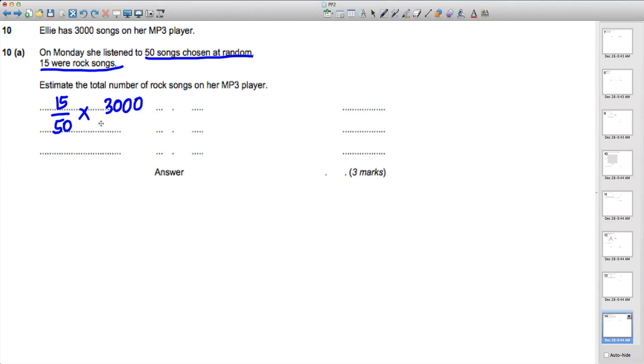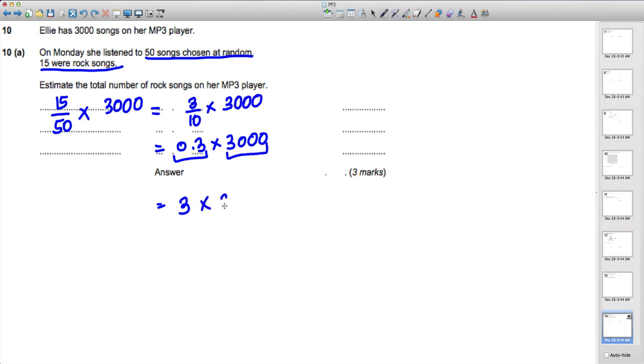Now, how would I do this calculation? Well, what I would firstly do is simplify this fraction. I would divide top and bottom by 5, so it would be 3 out of 10 multiplied by 3,000, which is 0.3 times 3,000. Which is the same, if you multiply that by 10, as 3 times 3,000 divided by 10, the same as 3 times 300, which is actually 900. And then sense check it. Does that sound reasonable? Yeah, it sounds pretty reasonable. That's one way of doing it.